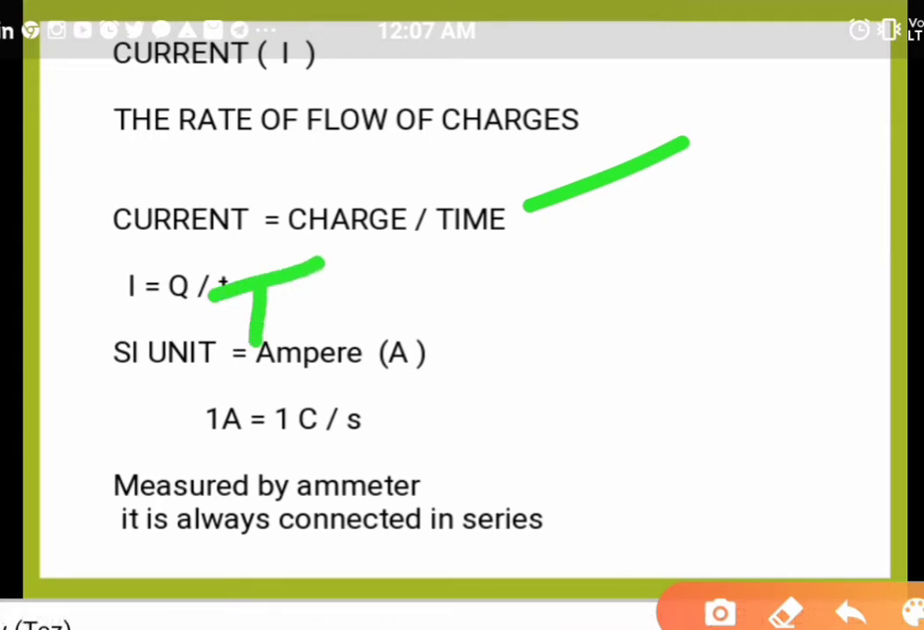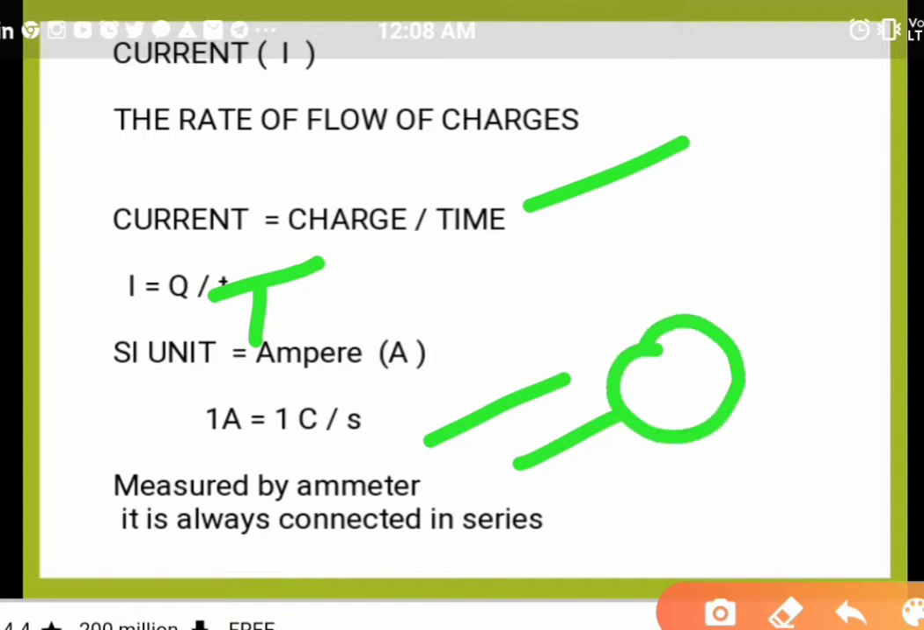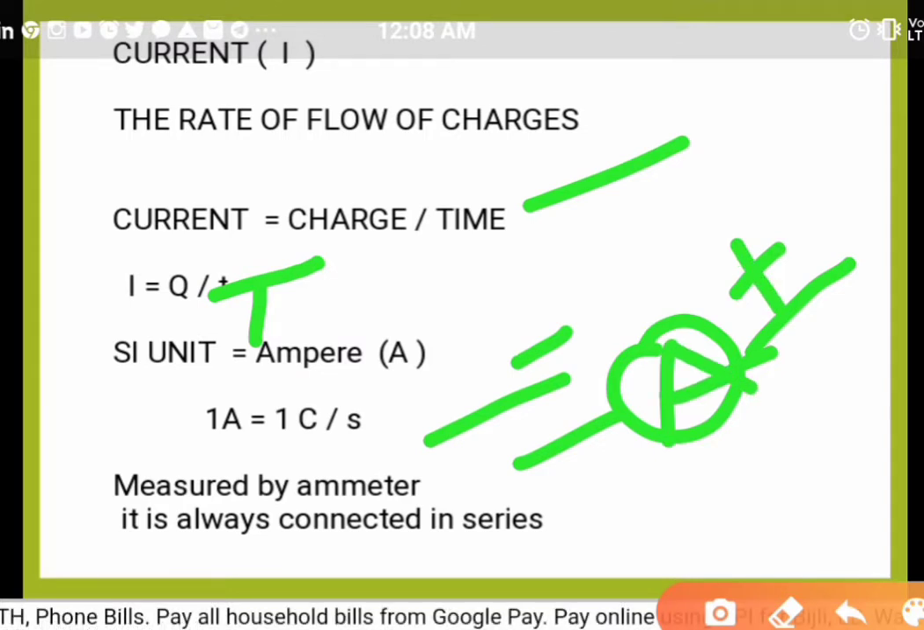SI unit of current is ampere, denoted by capital A, or we can say that 1 ampere equals 1 coulomb per second. As the unit of charge is coulomb and the unit of time is second, therefore 1 ampere equals 1 coulomb per second. Current is always measured by an ammeter, and it is connected in series. The figure of an ammeter will be like this.